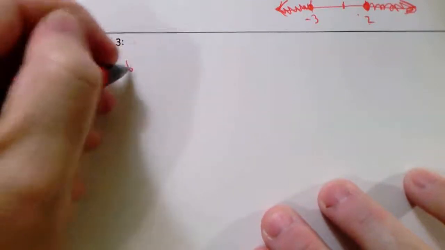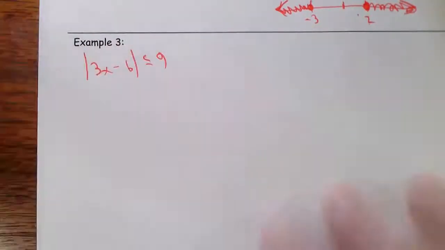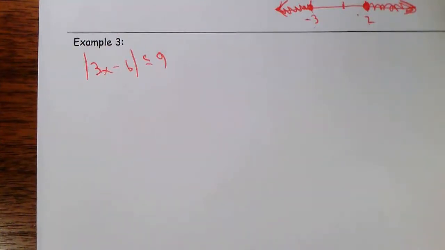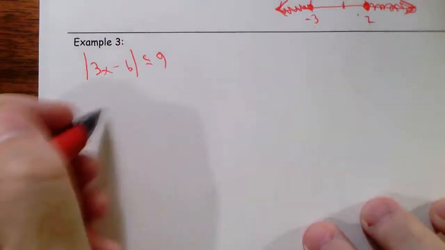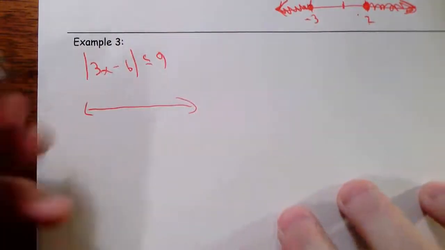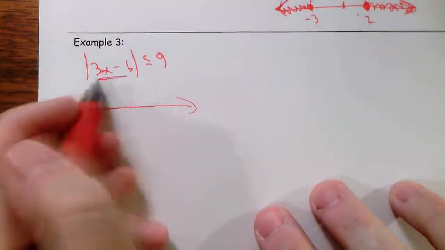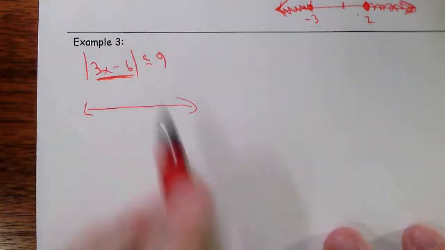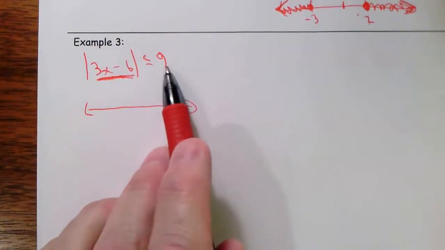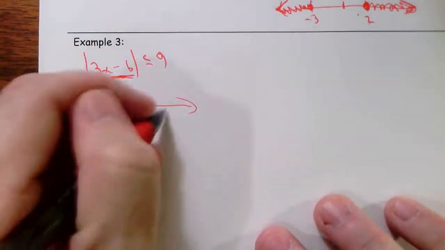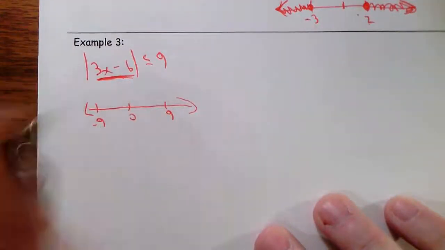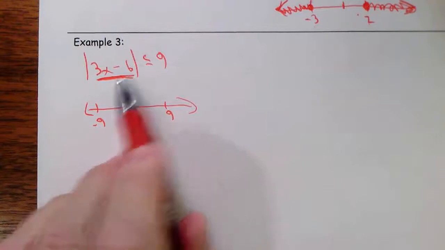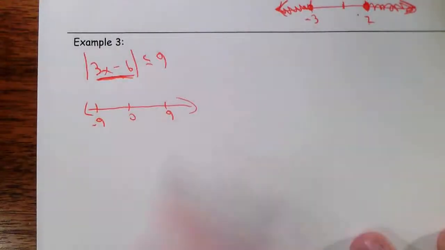So, what if I had 3x minus 6 is less than or equal to 9, like this? All right, so I want to set up two inequalities, and I'm going to show you a cool way to do that when I'm done with this. But the visual way to do that is what we've been doing. I know that these numbers, this 3x minus 6, is less than or equal to 9 spots from 0. So like here's 0, here's 9, here's negative 9. This 3x minus 6 has to be less than 9 spots from 0.